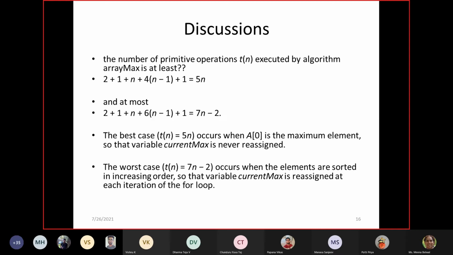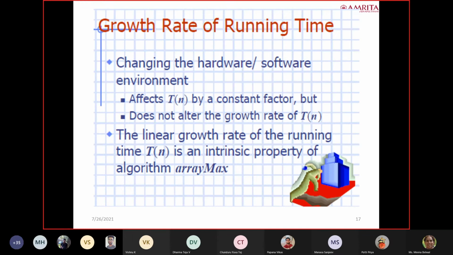And this is the worst case, because the elements of the array are sorted in increasing order and current max is reassigned at each iteration of the loop. Now when you talk about the growth rate of running time, how does the running time of the algorithm grow? What happens if you change the hardware or software environment? If I have an algorithm running on a particular hardware and software platform and you change the platform, T(n) will definitely be affected, but it will be affected by a constant factor.